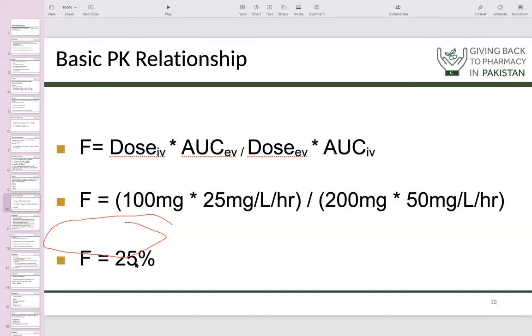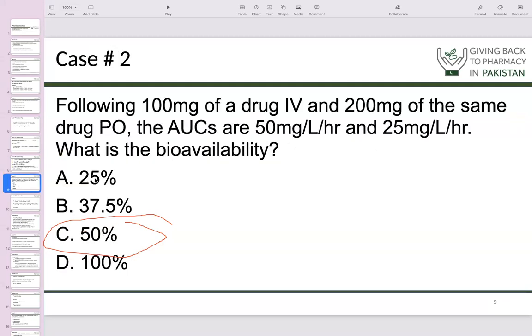Bioavailability is 25%. So IV is the reference to calculate the bioavailability. You should always have the dose and area under the curve of both routes, IV and oral, to calculate the bioavailability of the drug. This is a very simple formula. You put the values in this formula and you'll get the answer. So the answer here is 25%, A.